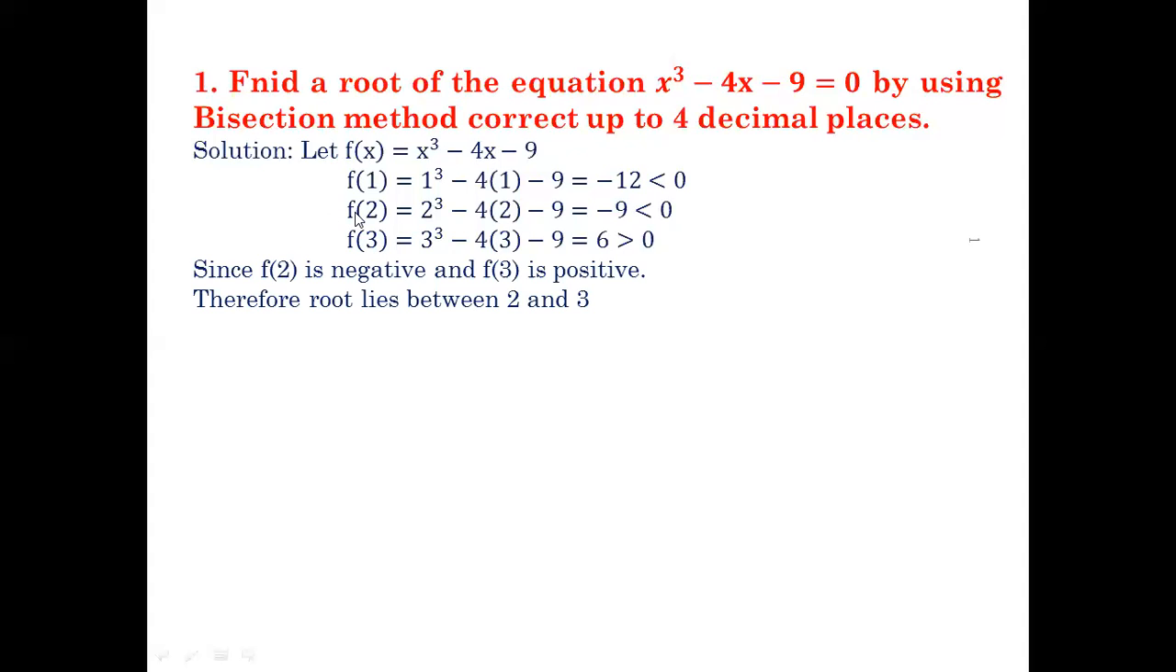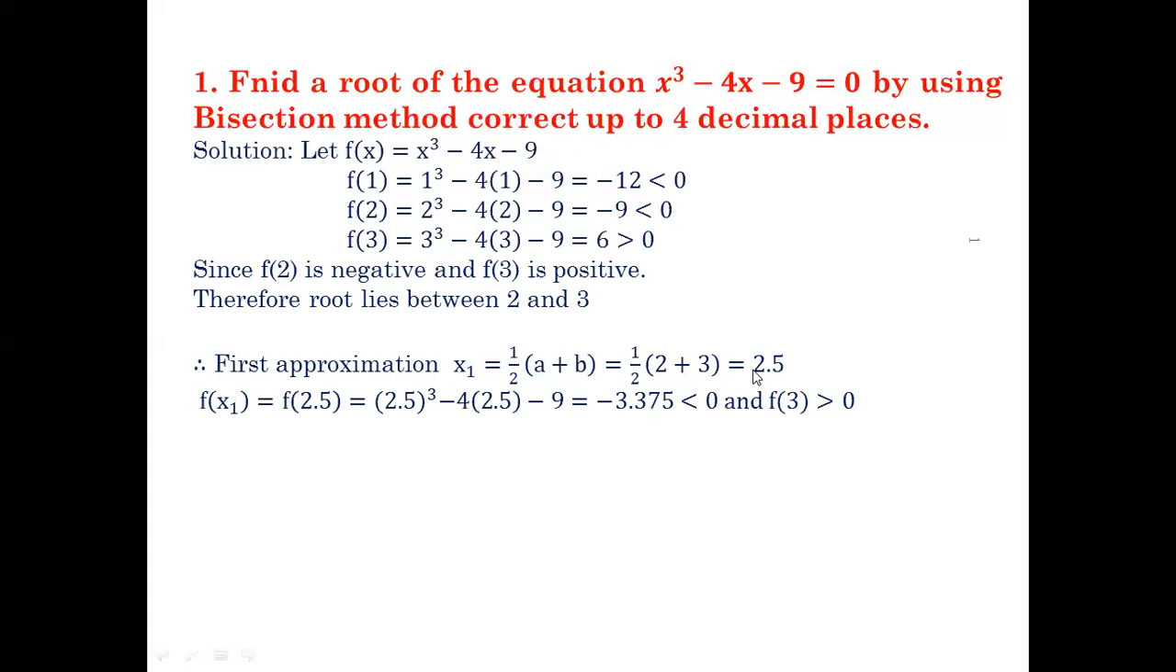Therefore, what is our conclusion? f of 2 is negative, f of 3 is positive. Therefore, the root lies between 2 and 3. Now we find the first approximation, x1 is equal to 1 by 2 into a plus b. a is 2, b is 3, so 2 plus 3 is 5, 5 by 2 is 2.5. Find f of x1. The x1 is 2.5, so f of 2.5. In f of x, replace x by 2.5, that is x cube minus 4x minus 9, that is 2.5 whole cube minus 4 into 2.5 minus 9, which is equal to minus 3.375, less than 0.